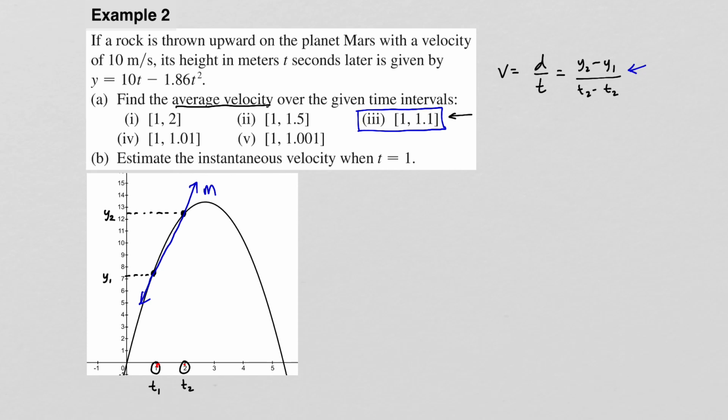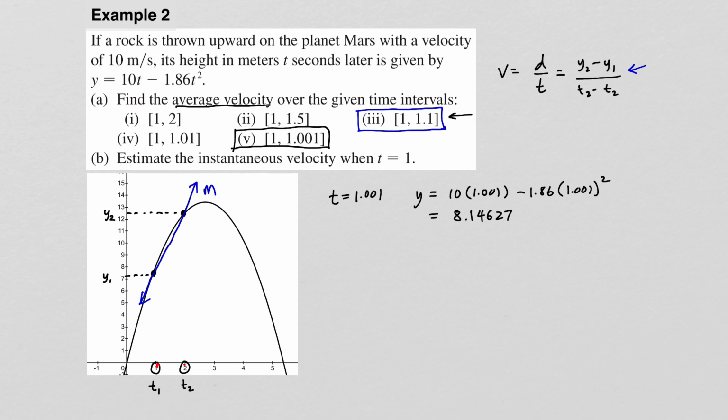So now let's do the same thing for this part of the problem. Let's find the average velocity on this time interval. So when t equals 1.001, y is going to be 10 times that number minus 1.86 times that number squared. And when you plug this into a calculator, you get a pretty long decimal. You get 8.14627814.